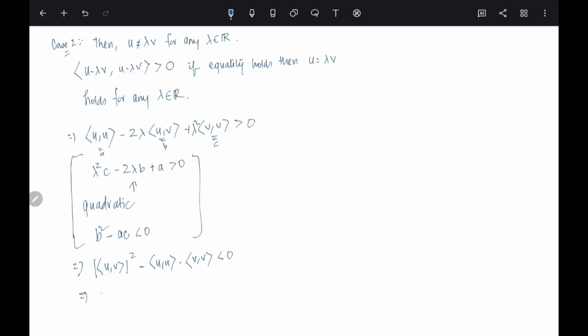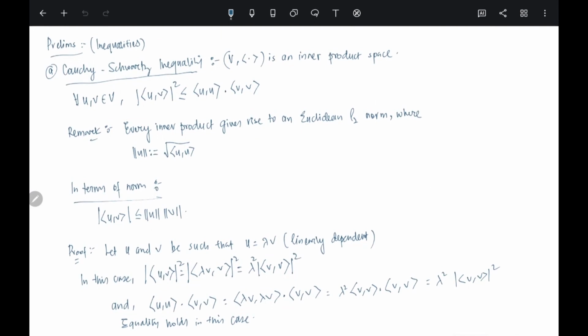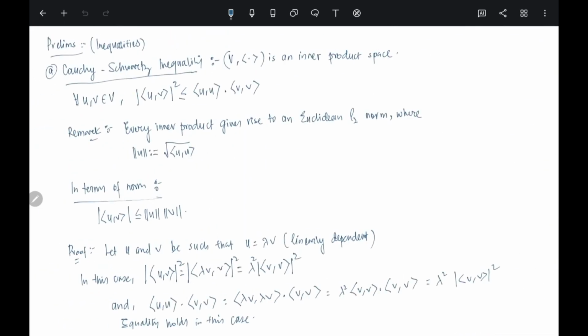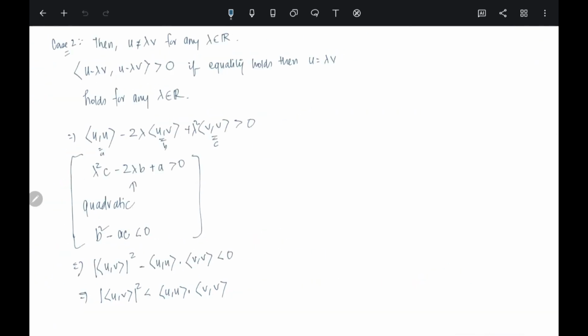What does that imply? It implies that the square of the modulus of the inner product of U and V is always dominated by the inner product of U with itself times the inner product of V with itself. Sorry, equality does not hold here. So the strict inequality holds here. When they are dependent, the equality holds, and when they are independent, the strict inequality holds, and hence we have this Cauchy-Schwarz inequality. So is that clear that the Cauchy-Schwarz inequality holds in an inner product space? And of course if it is a normed linear space, then you can write it in terms of the norm. So that is there, right?